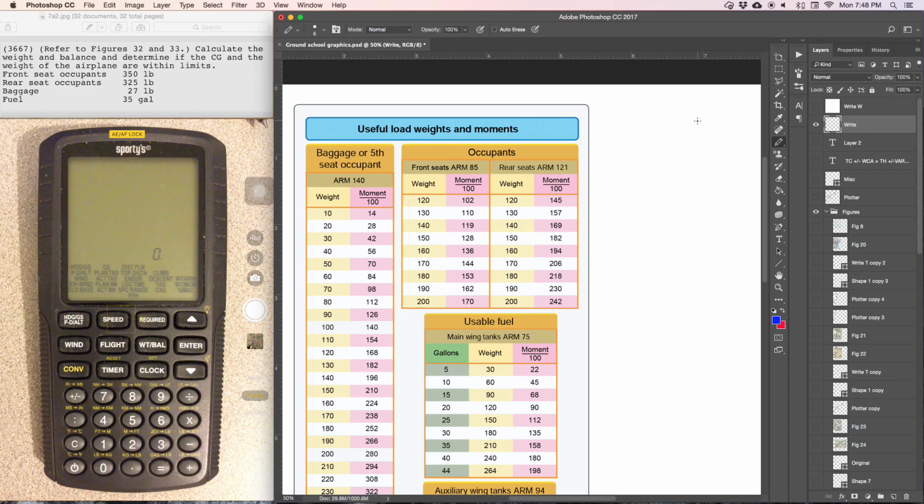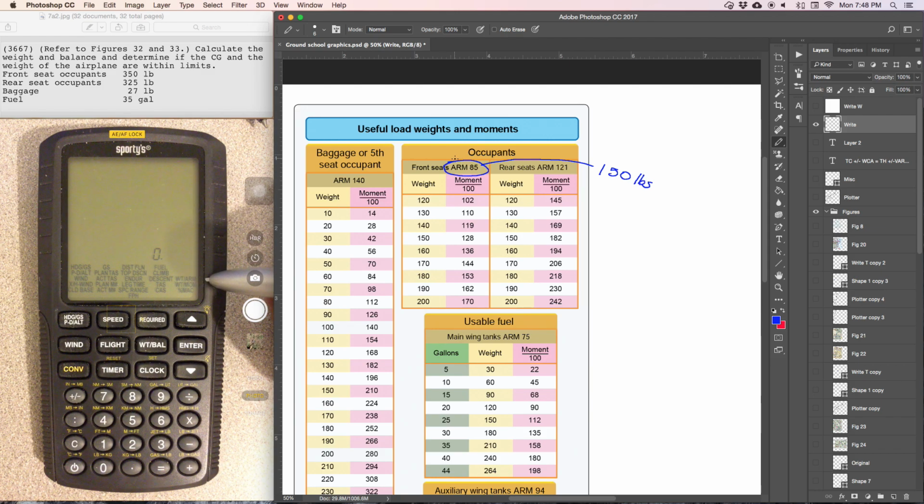This problem is asking us to determine if an aircraft is loaded within the center of gravity and weight and balance limits. There are two functions on the E6B for weight and balance: weight and arm, and weight and moment. Which one you use will depend on which information you have. For example, if we're given a front seat passenger at 150 pounds, we have the weight, and this chart also gives us the arm.